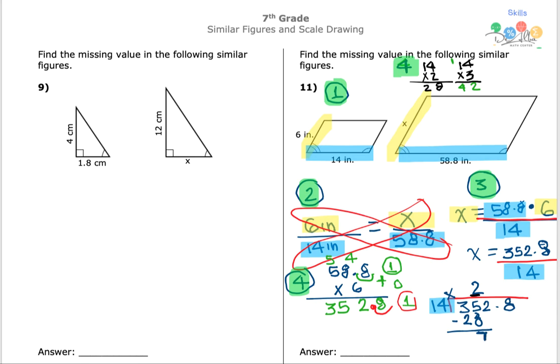The next step would be bring down the 2 right here. And now I'm going to check 14 times what is close to 72. Since here I did already by 3 and I'm not getting to 72, I'm going to try by 5.